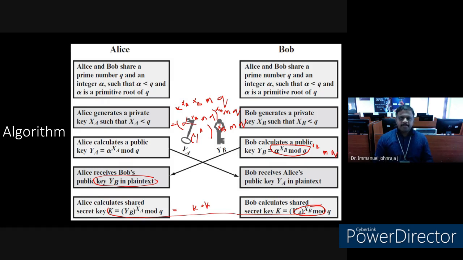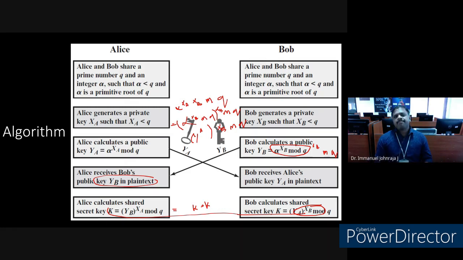Quickly to recall before winding up the session: Alice and Bob choose two values. One is the prime number q, and another value is alpha, which is the primitive root of this prime number q. Obviously, it should be less than q. Then they choose private keys XA and XB respectively. The only condition is that each should be an integer less than q. Then they calculate the public keys. YA is alpha power XA mod q, and YB is alpha power XB mod q. They exchange the public keys YA and YB across them, and that's the penultimate step.